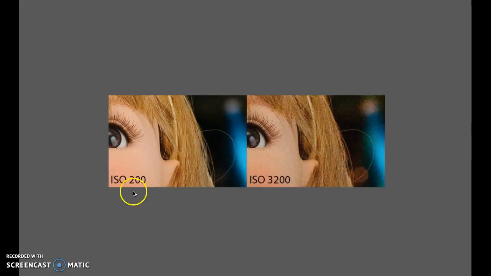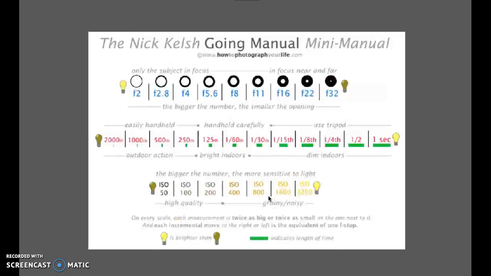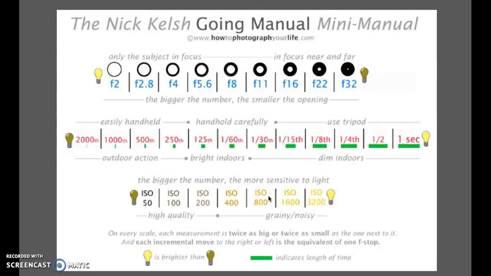We talked about ISO. This is a great visual to notice that with a lower ISO, you're going to get a more crisp, clear picture versus a higher ISO. As you can tell, you get more noise. Another cheat sheet basically shows what's happening. Only the subject is in focus versus in focus, near and far. It shows what's happening to the hole in your lens. So I just thought this was a really great visual.